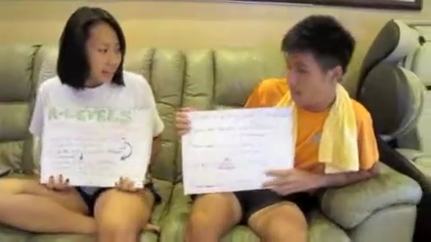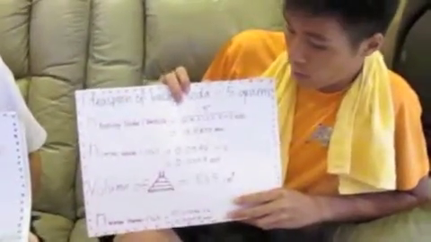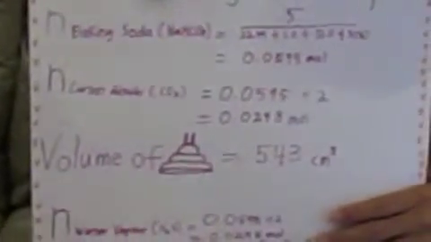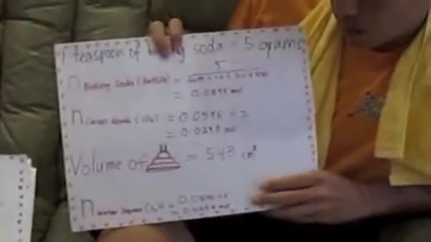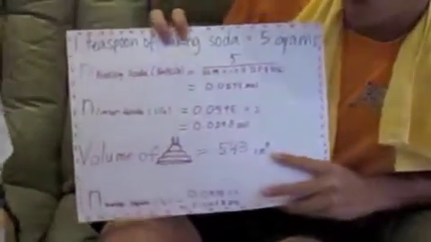Next, we use 5 grams of baking soda, which is 0.0595 mole of sodium hydrogen carbonate. And since the equation says that 2 moles of sodium hydrogen carbonate forms 1 mole of carbon dioxide, there's 0.0298 moles of carbon dioxide. And also there will be 0.0298 moles of water vapor too.